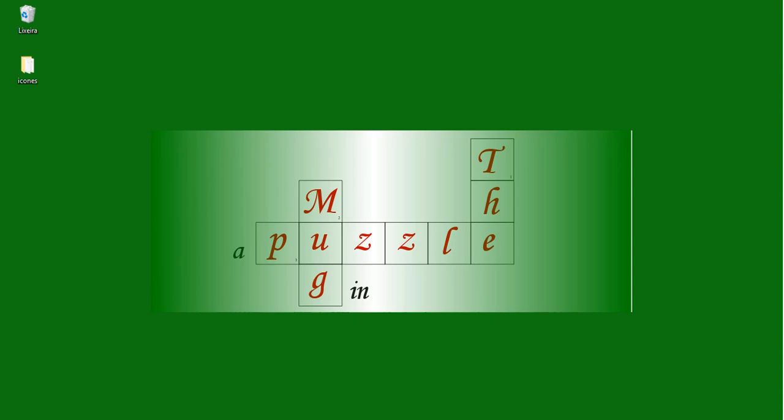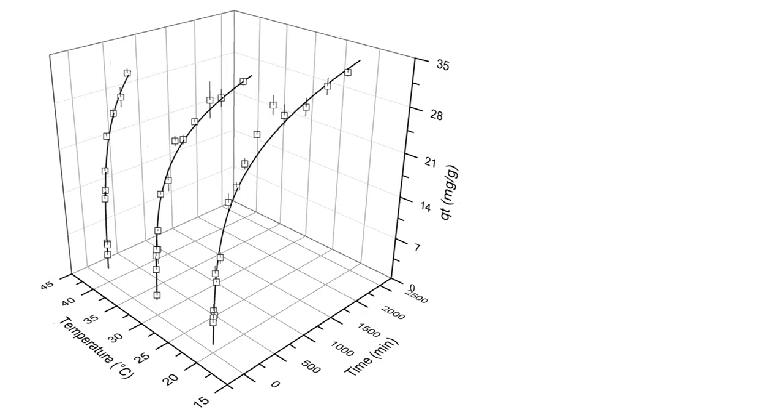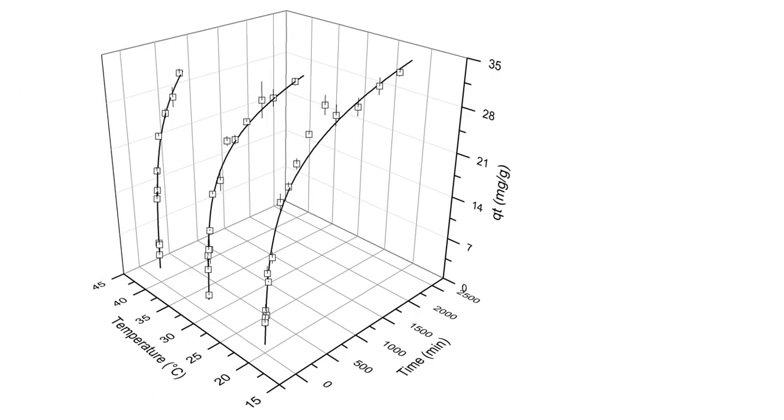Hello everyone. In this tutorial I will show you how to plot 3D graphs with multiple data sets on OriginPro 8.5. Graphs with simple data like this, graphs with error bar, and graphs with experimental data and model data plus the error bar.